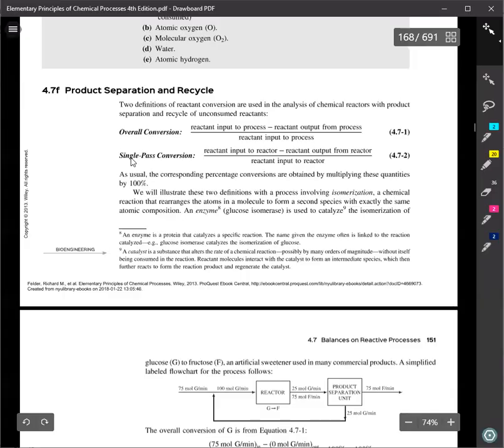Concepts of overall conversion and single pass conversion are covered in section 4.7f. So we saw those in a recent problem. Again, you'll want to go back and read the textbook. Whenever there's a term that is unfamiliar, you can either look in the index of the textbook or you can just do a Google search on it so that you can find some information about it.